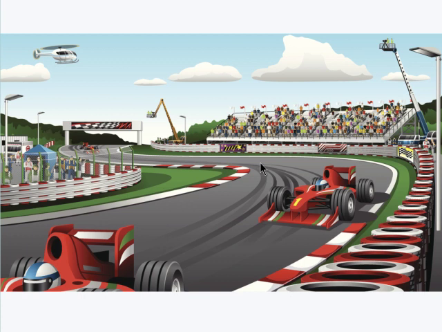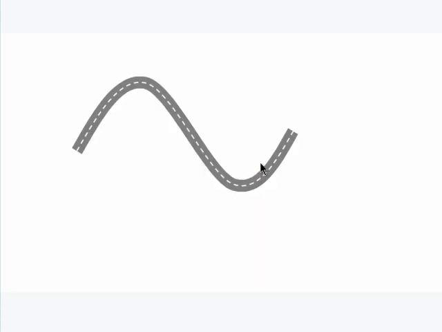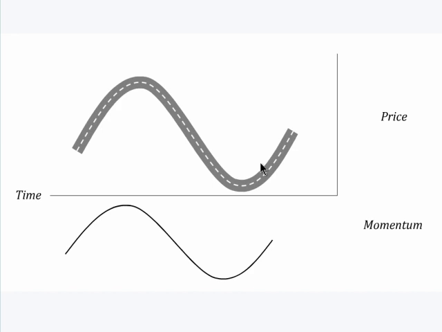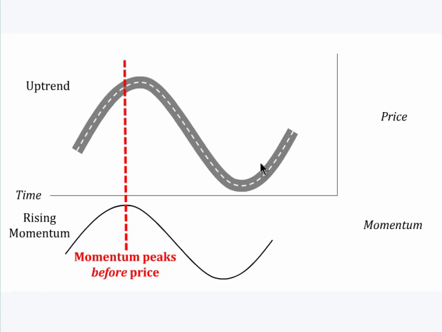Let's jump into the helicopter at the top of the screen and get the bird's eye view of the racetrack. See it here? That's what it would look like, right? Now let's add in momentum. It's generally plotted as a subchart on the bottom underneath price. Okay, making sense? All right. So when price is trending higher, you've got upward momentum that's improving. But then that upward momentum generally begins to slow down and peak before price does, making momentum a leading indicator.